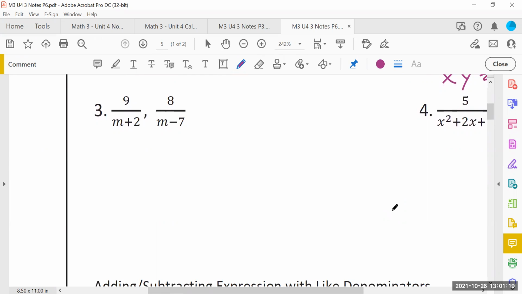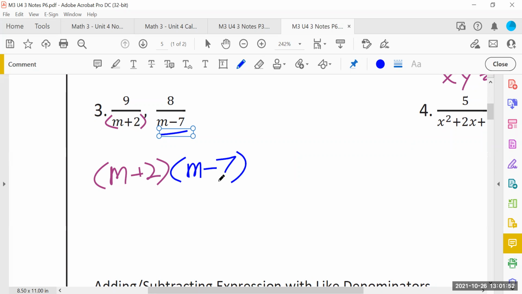So for number 3, Jackson, you doing okay? For number 3, the factor on the first one is m plus 2, the whole thing. That is one factor. I need that whole factor, m plus 2. When I get to the second one, yes, it has an m in it, but I'm going to say they have nothing in common because the first one is m plus 2 altogether. The second one is m minus 7 altogether. It's an entire piece. The least common denominator for this is m plus 2 times m minus 7. I need both pieces.